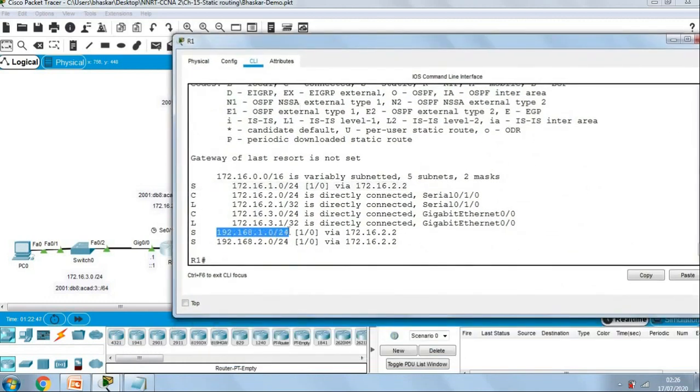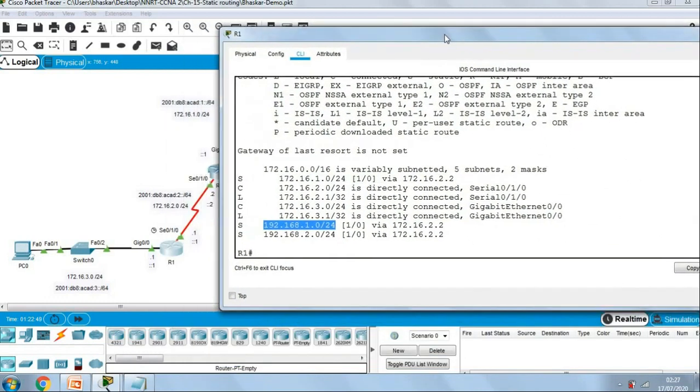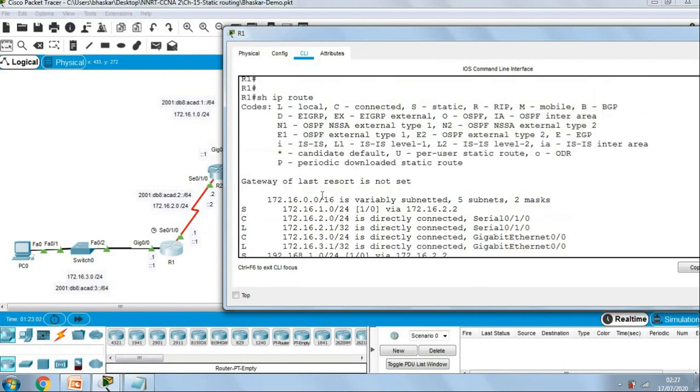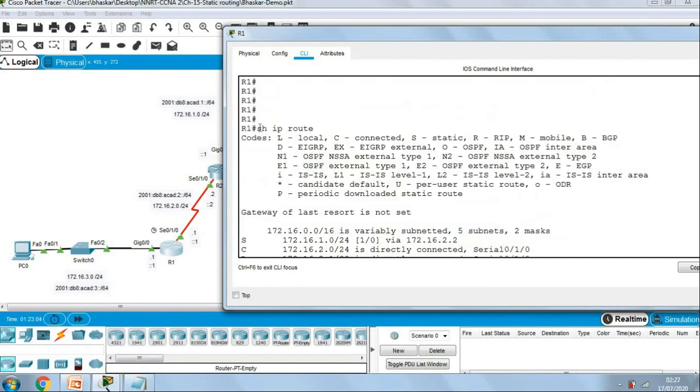Similarly, if you want to reach these two networks, 1.0 network and 2.0 network, 192.168.2.0 network here. So 192.168.1.0/24 network, the gateway is same 172.16.2.2 and 192.168.2.0, that is 2.2. So like that you can see here, if you want to verify the routing table entries, you have to check the command show IP route.